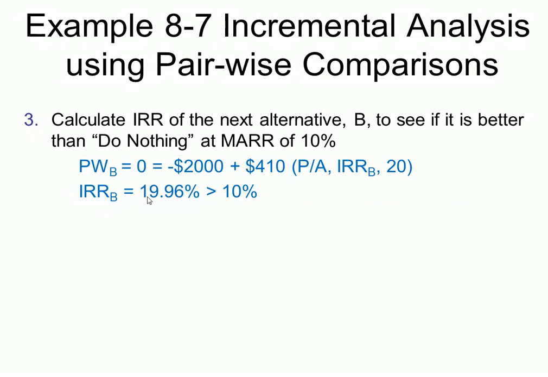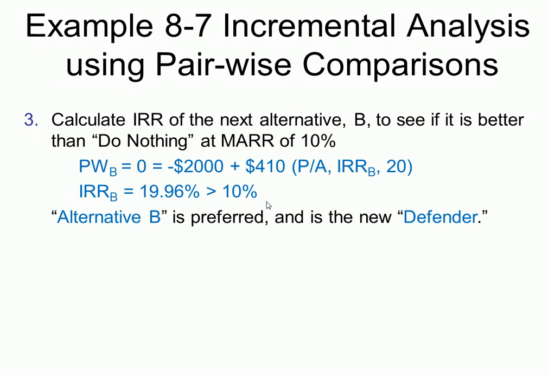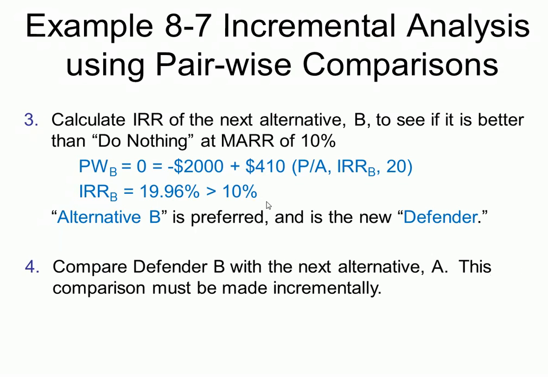So what we get is 19.96%, and this 19.96% is more than 10%. So the rate of return of B is more than the minimum attractive rate of return. Therefore, we're going to go with B. Alternative B is now preferred to doing nothing. And so alternative B becomes the new defender. So next we're going to compare alternative B to the next alternative in line.